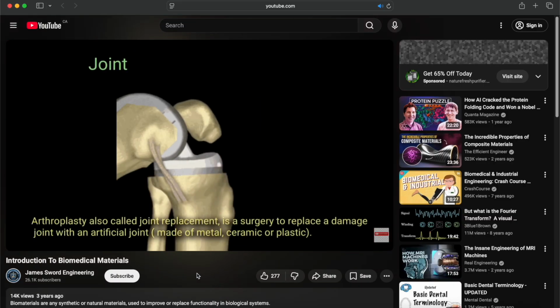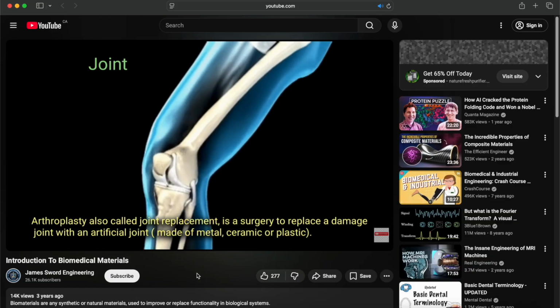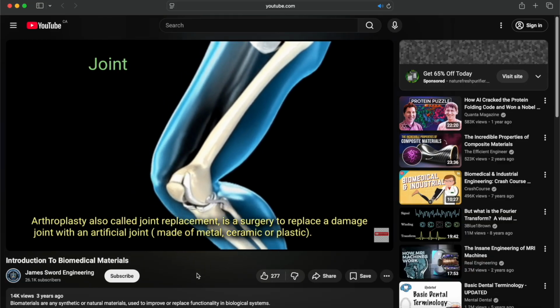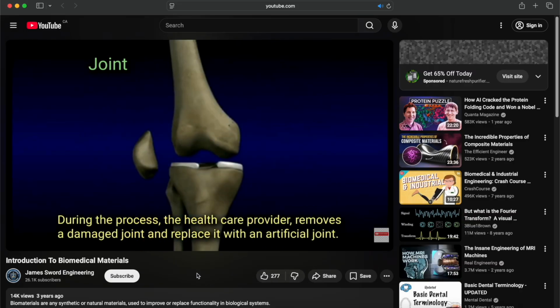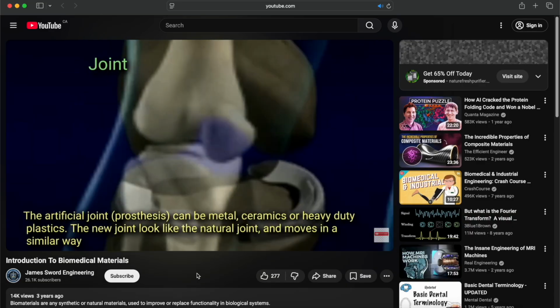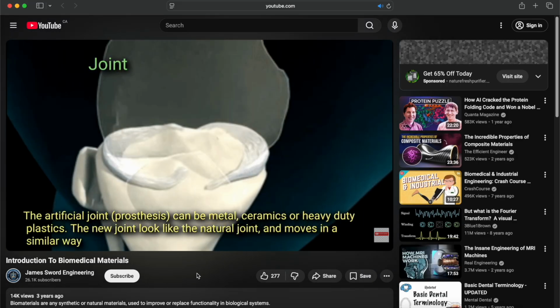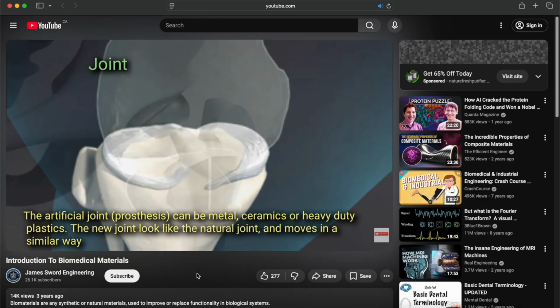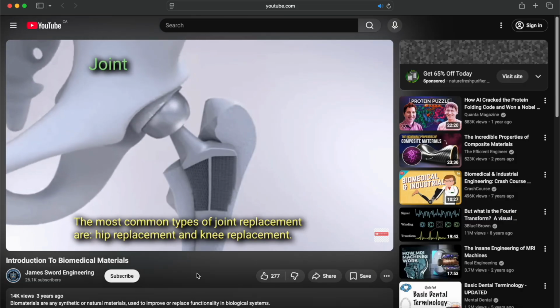Joints. Arthroplasty, also called joint replacement, is a surgery to replace a damaged joint with an artificial joint made of metal, ceramic or plastic. During the process, the healthcare provider removes a damaged joint and replaces it with an artificial joint. The artificial joint, or prosthesis, can be metal, ceramics or heavy-duty plastics. The new joint looks like the natural joint and moves in a similar way. The most common types of joint replacement are hip replacement and knee replacement.